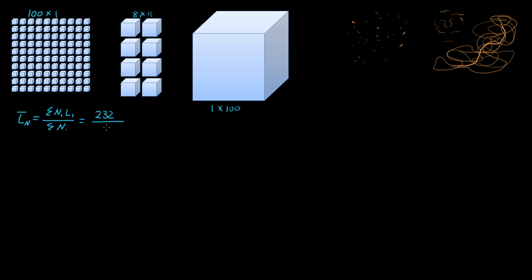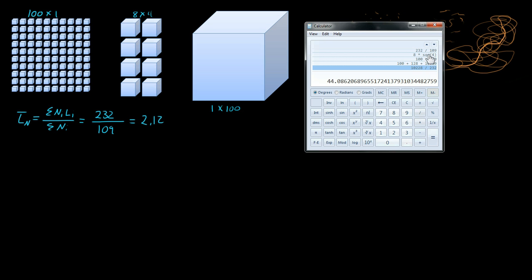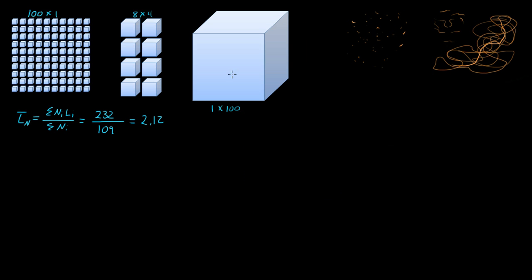lengths, and then there's 109 cubes. So I believe that is 2.12. Let me check that real quick. Yeah, and you can see I already did this sort of. So there we go, 2.12. So that's the average length. Really, that's the idea. Most people would say the average length is 2.12. So we call that the number method.